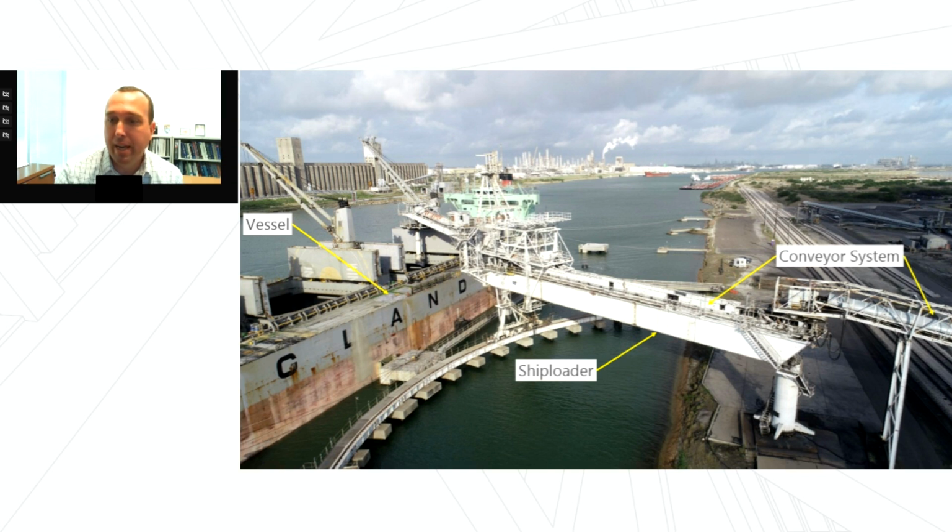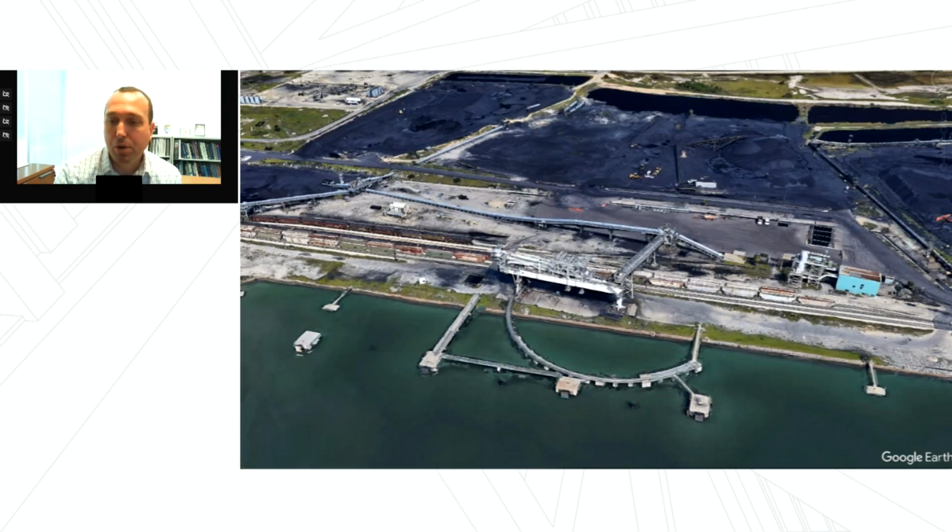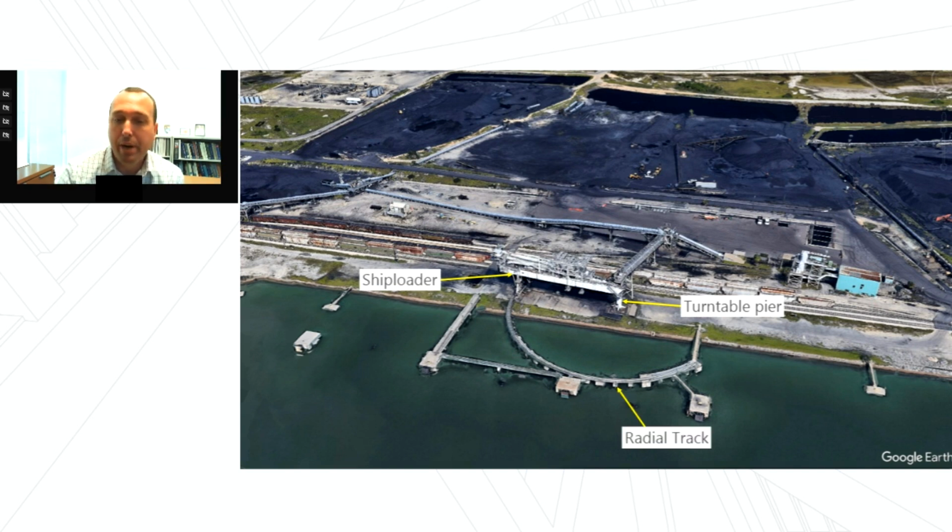The shiploader is connected to a conveyor system where bulk material is conveyed into the shiploader, and then the shiploader distributes that material into the vessel on the left that you see. Here's a Google Earth image of the shiploader. The shiploader turns around a turntable pier and then moves along a radial track to access the various portions of the vessel that it's trying to load. And in the foreground, you can see the bulk material here, which happens to be petroleum coke.